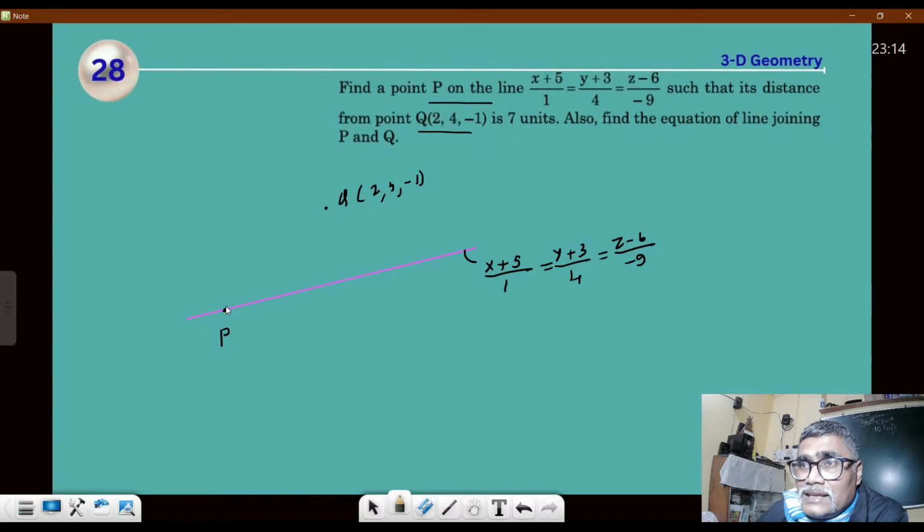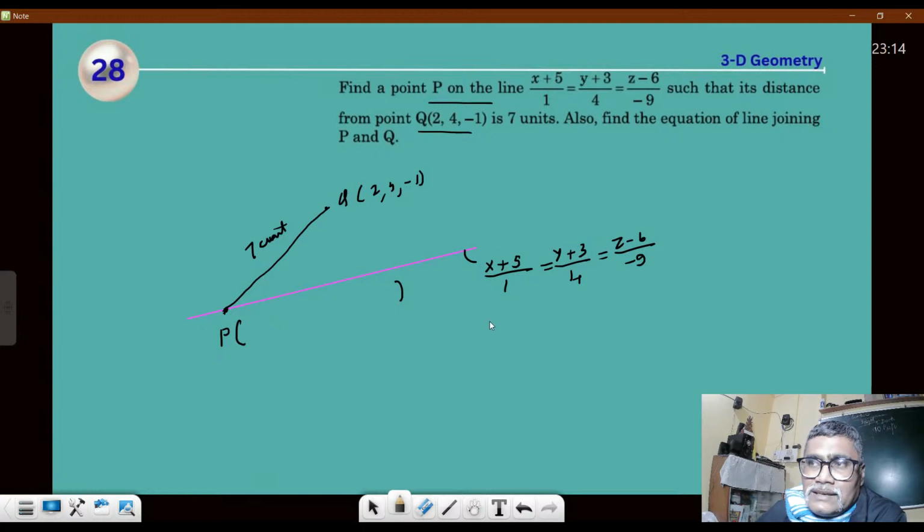They are saying that this distance should be 7 unit. This distance is 7 unit. So you have to find a point on this line. So there can be 2 points, this side also, right? So let me just think about one point only. Now, can you tell me what is the form of any point on this line?